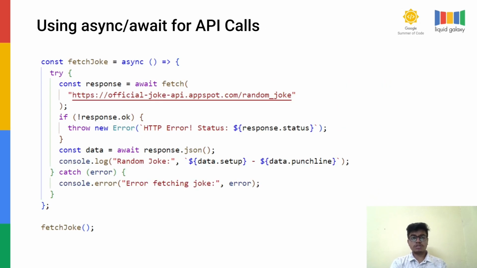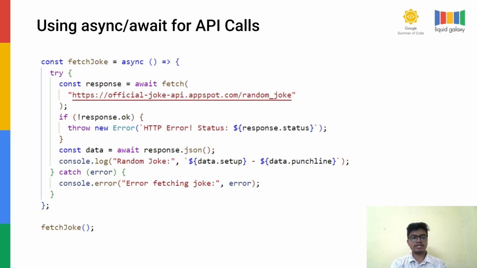Now the most common and important example of async and await is making API calls. Here I have used one API endpoint for fetching a random joke. This is an endpoint of an API which helps to fetch random jokes. You can read about other endpoints through the documentation of this API, but for demonstration purposes, I am using a simple endpoint, random joke, for extracting a random joke through this API URL.